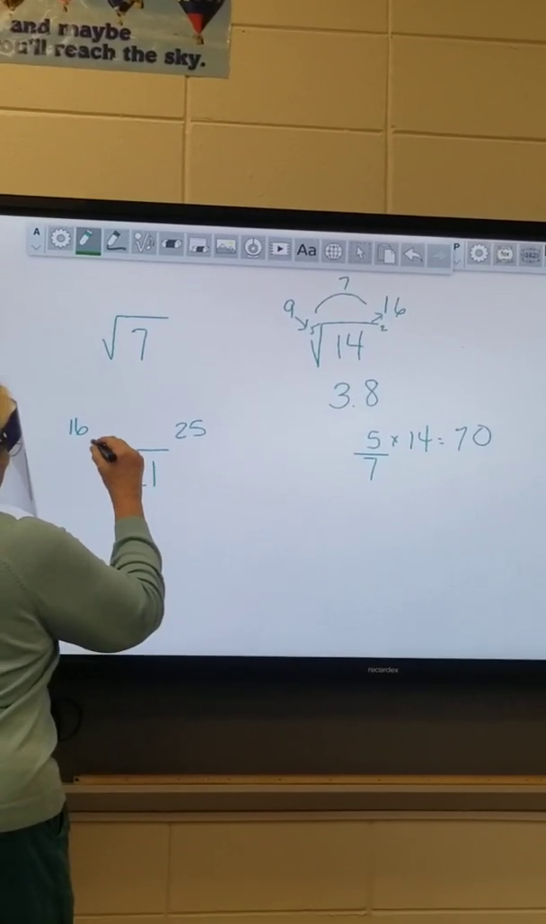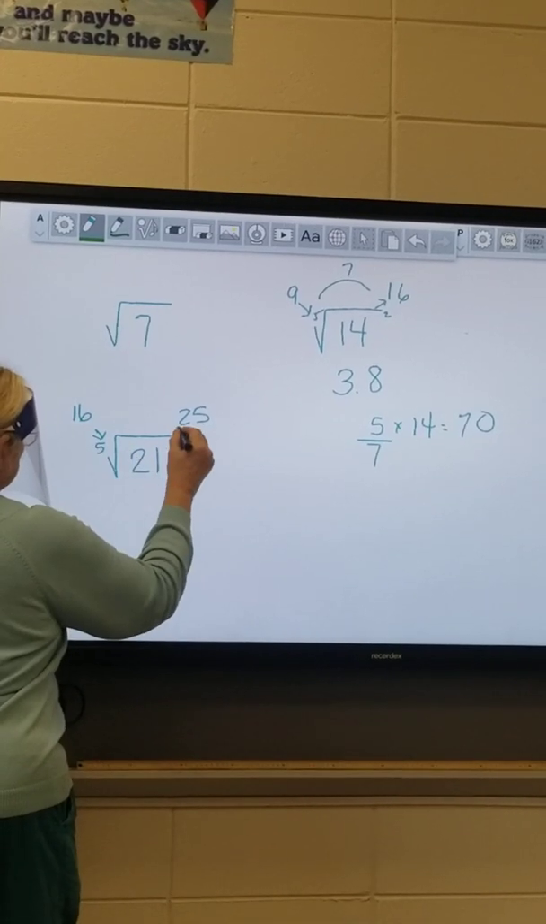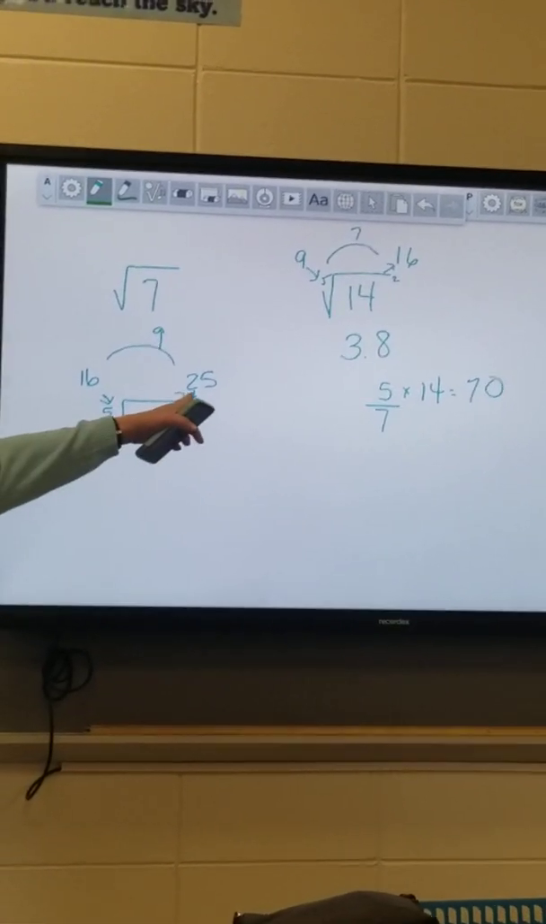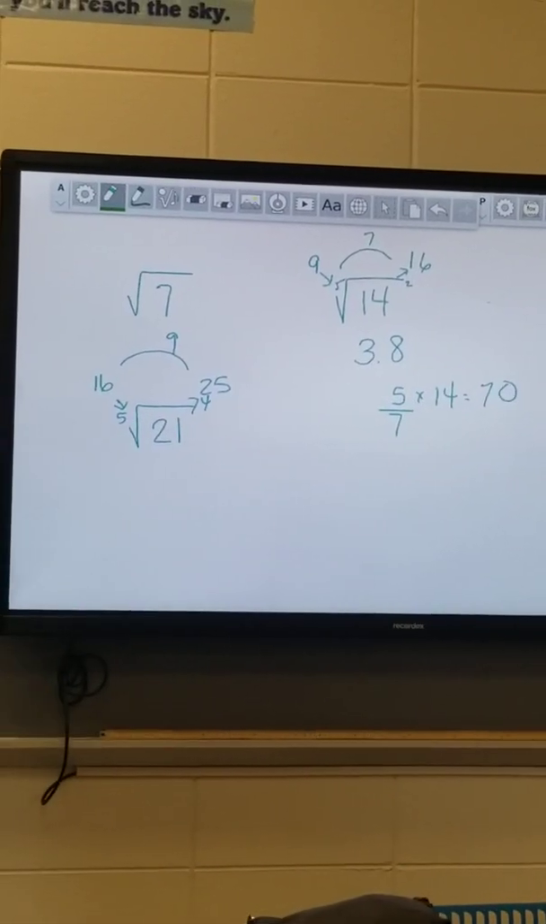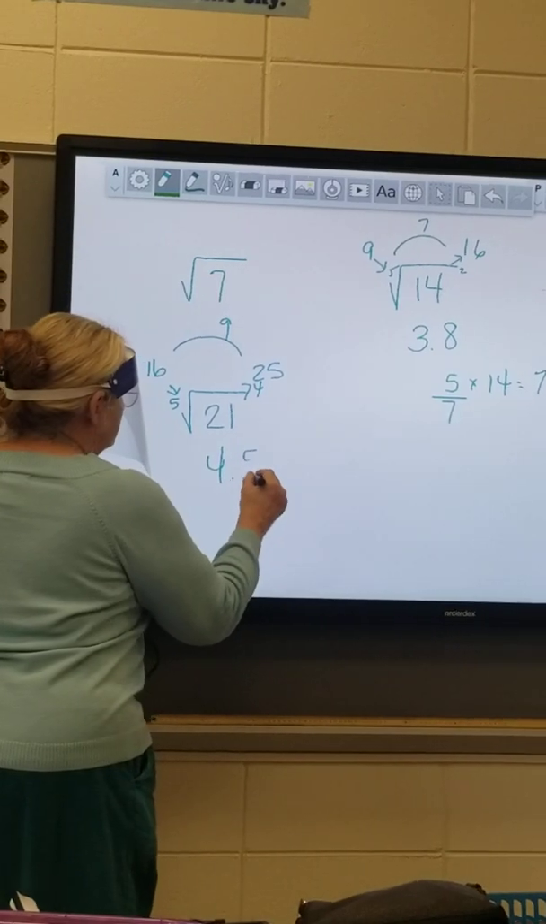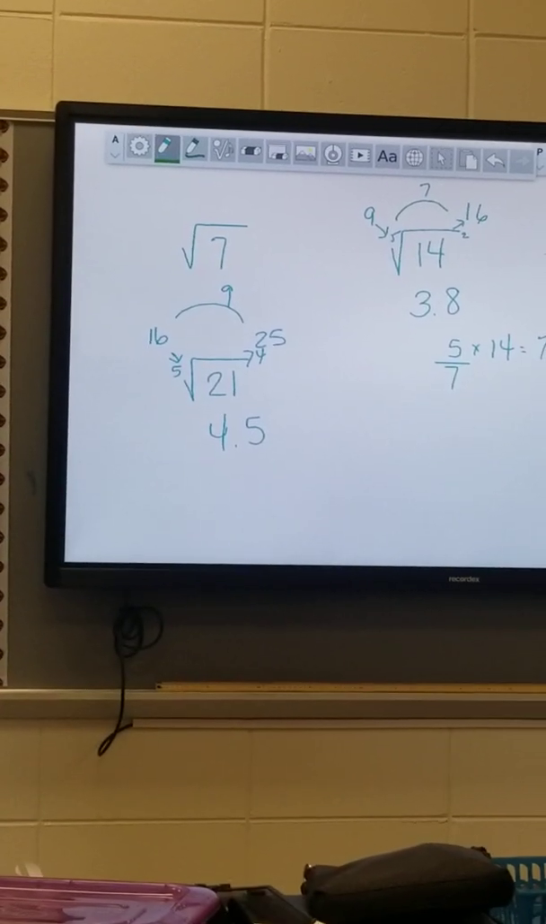All right, just watch. We'll get it. Okay? Distance is 9. It's more than halfway there, right? It's closer to 25. So it has to be, okay, wait, at least 4.5.